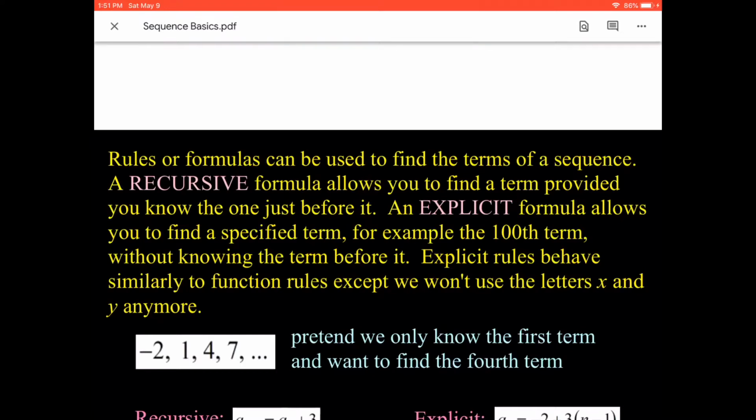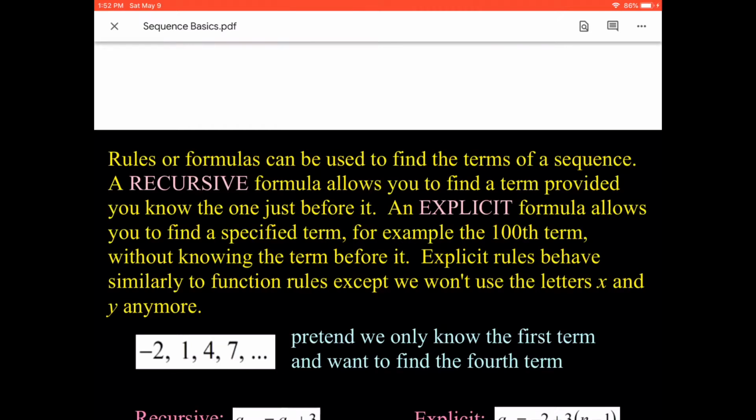Depending on what term you're going to be asked to find, you're going to want to work with the easier type of formula. If you were asked to find the 100th term, you definitely wouldn't want to go about that recursively, because that would mean you would have to find all of the 99 terms before the 100th. But with an explicit rule, it behaves similarly to function rules, except we won't be using the letters x and y anymore. But just like functions have input and output, you could put the term number of 100 into the explicit rule, and then the value of the 100th term would pop out.